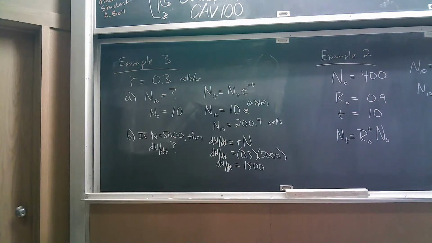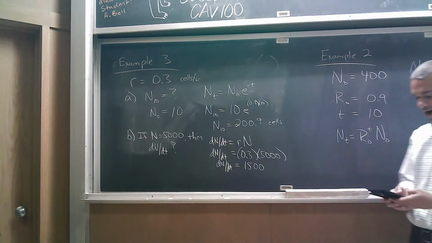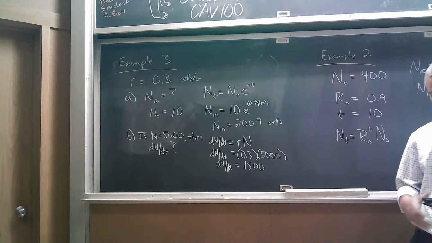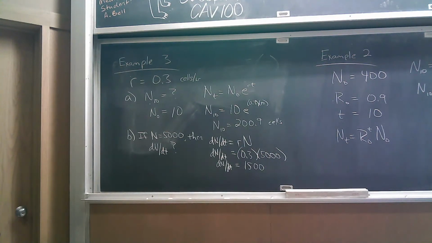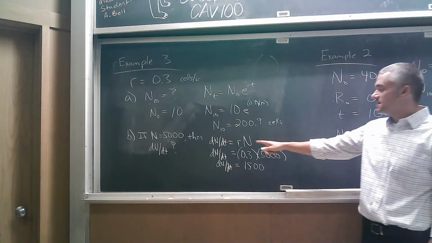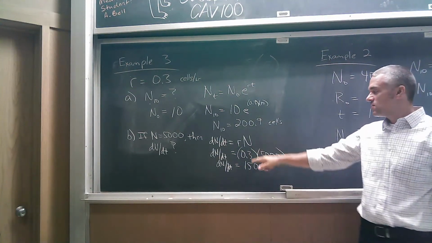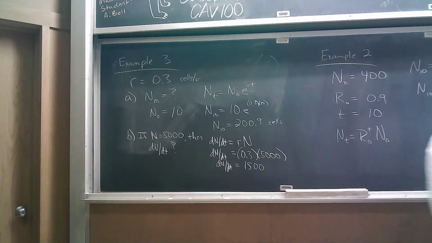But that's only at that time point. If we change it to 5,001 cells, we're at 1,500.3. If we have 5,002, it goes up. It keeps going up, because our dN over dt is affected only by R and N, and as our N keeps increasing, so does this dN over dt. We get faster and faster and faster growth. We get this exponential growth. And it'll go to infinity, in theory. All right?